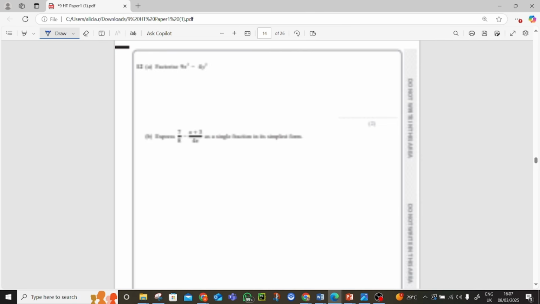Okay, so moving on to question 12. Here, this is difference of 2 squares. So I can see that this is a square number and this is a square number. And we have this rule. If we have x squared minus y squared, so 2 square numbers, we can factorize them like this: x plus y and x minus y. So this is what I'm going to do to this.